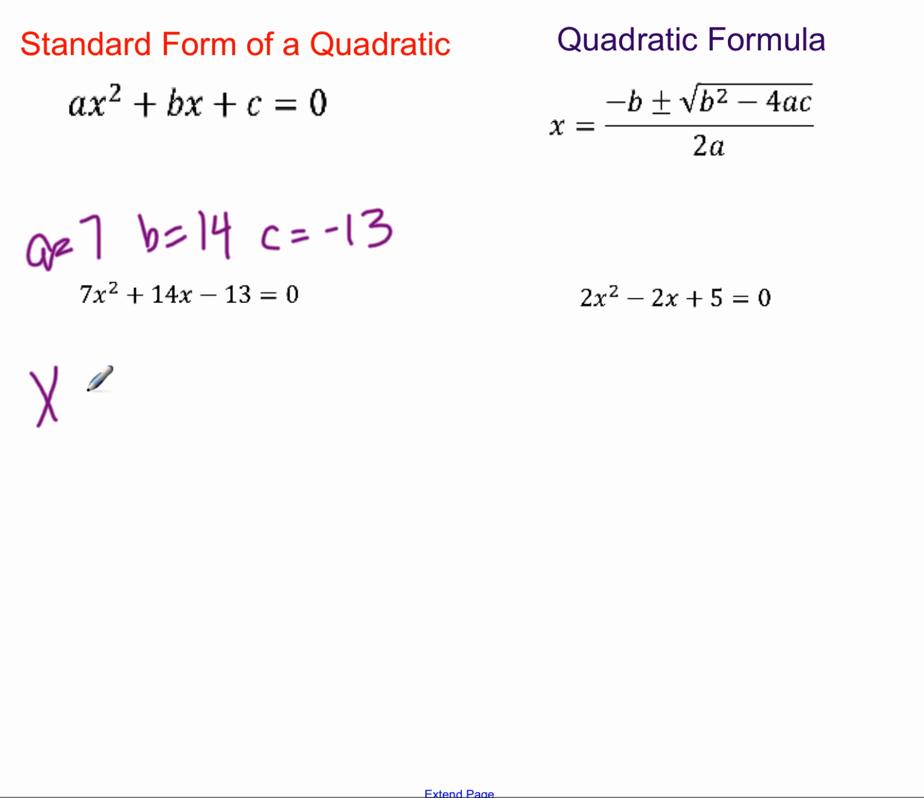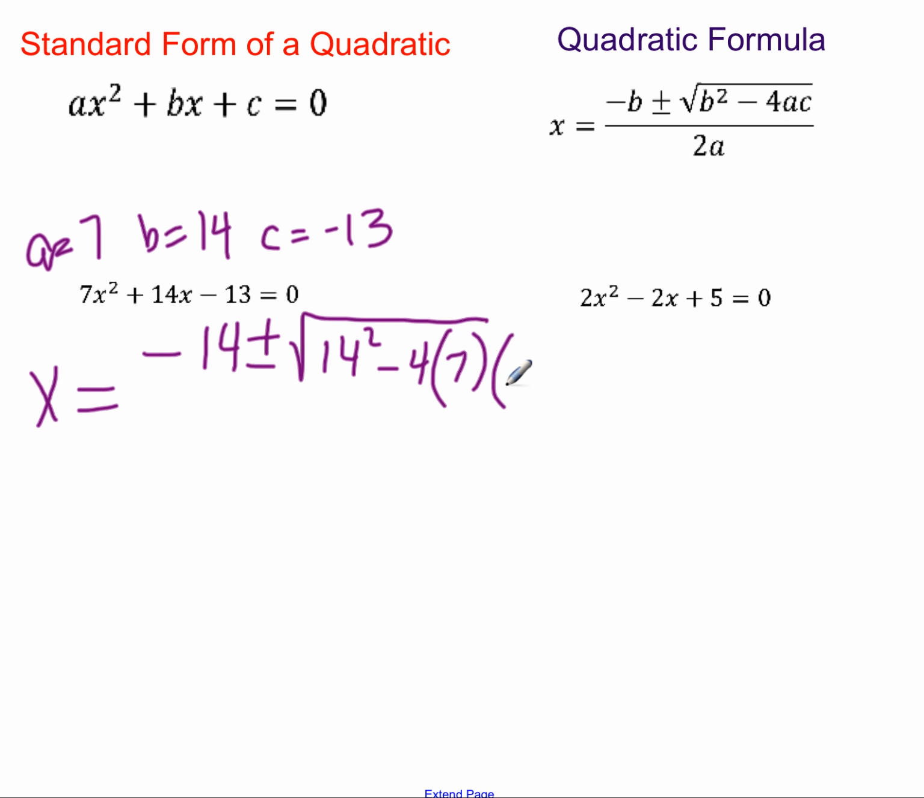I'm trying to figure out what X is, so it stays X equals. And now I do negative B. I'm not going to write negative B, I'm going to write negative 14, plus or minus the square root of B squared minus 4 times A times C. That square root goes all the way across. And the whole thing is over 2 times A. Okay, now we get to chug through the problem.